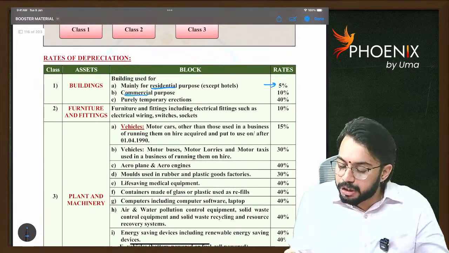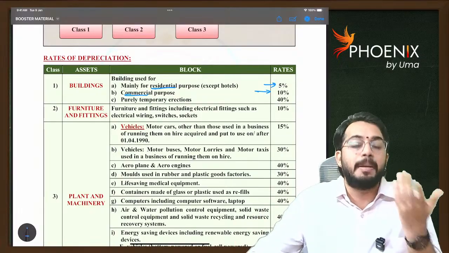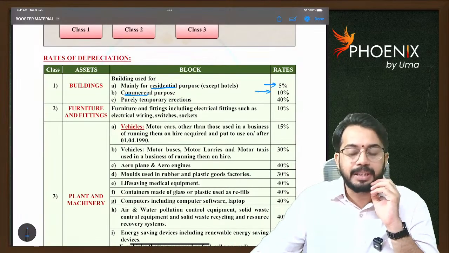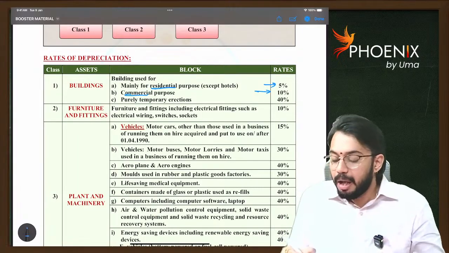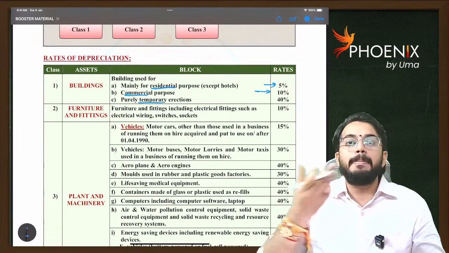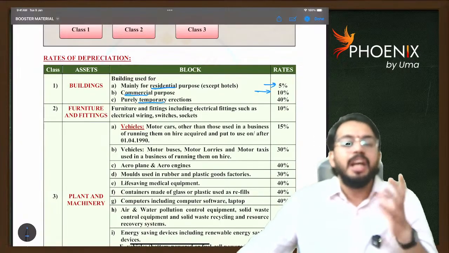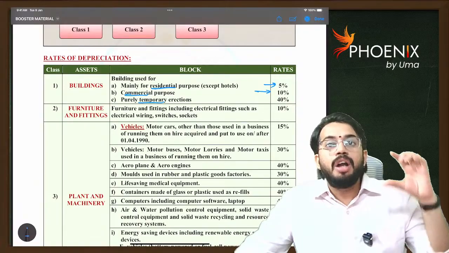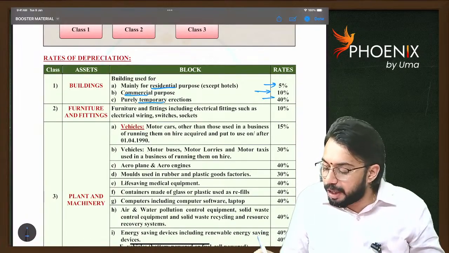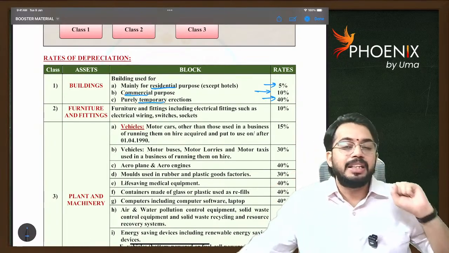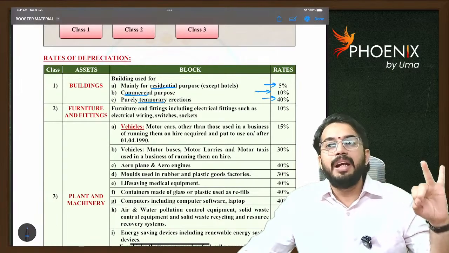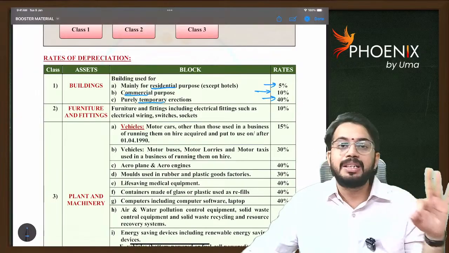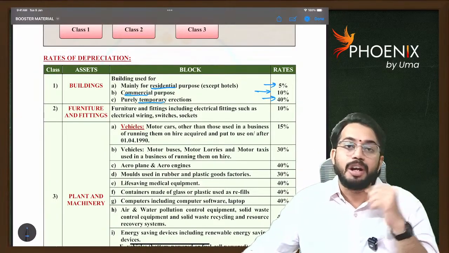Next, if any building is used for commercial purpose, for doing business or doing profession, then the rate of depreciation applicable is 10%. Purely temporary erections, let's say a wooden building is constructed. It is a temporary structure. On wooden buildings, the rate of depreciation applicable is 40%. Very simple. Residential building 5%, commercial building 10%, hotels 10%, temporary structures 40%.